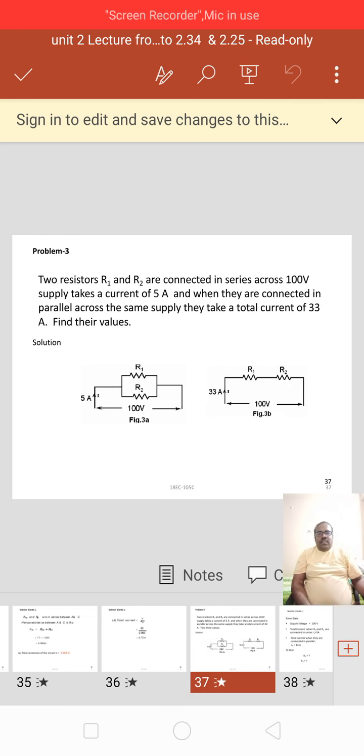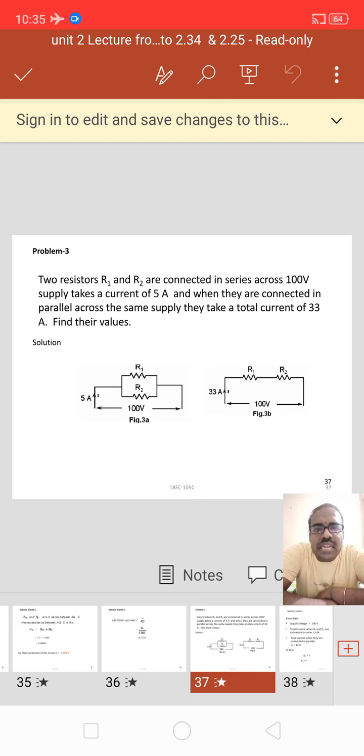Here is another different problem: two resistances R1 and R2 connected in series across a 100 volt supply take a current of 5 amperes, and when they are connected in parallel across the same supply they take a total current of 33 amperes. Now find their values. I have drawn two different figures for the resistances connected in series as well as in parallel.